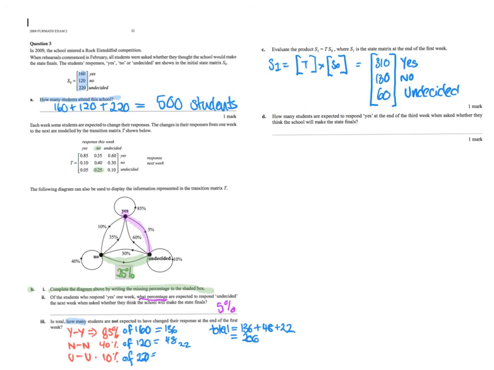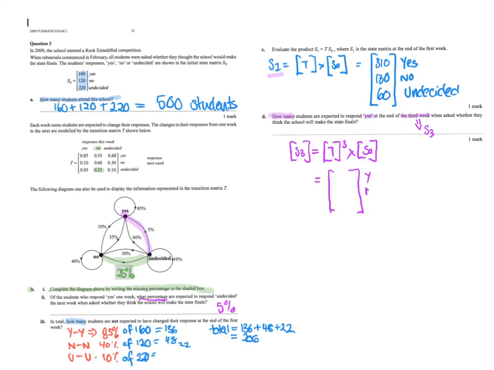And how many students are expected to respond yes at the end of the third week? So really, this was the end of the first week. S1 is the first week. End of second week would be S2. End of third week means we want S3. So how can I find S3? I do S3 equals the transition to the power of 3 times S0. I'm just going to always try to use what they give me. And I get my answer.